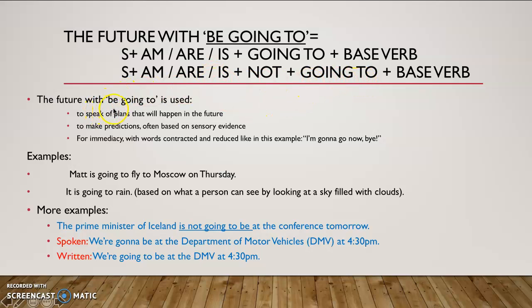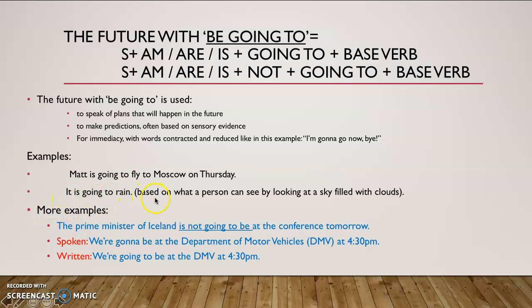The future with be going to is used to speak of plans that will happen in the future, to make predictions, often based on sensory evidence, for immediacy, with words contracted and reduced, like in this example. I'm gonna go now, bye. All right, a few more examples. Matt is going to fly to Moscow on Thursday. Now, if I was saying that in a fluent, kind of quick way, I would say Matt's gonna fly to Moscow on Thursday. Next example, it's going to rain.